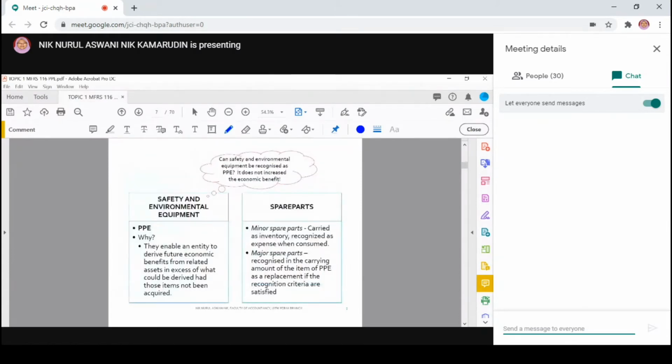All right. So what about these two equipment and also the spare parts? All right. What about safety and environmental equipment? Okay, can safety and environmental equipment be recognized as PPE because it does not increase the economic benefit directly? Because if you purchase safety and environmental equipment, did you use it directly in the production of goods or services?